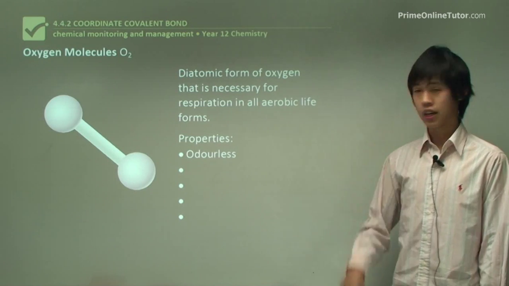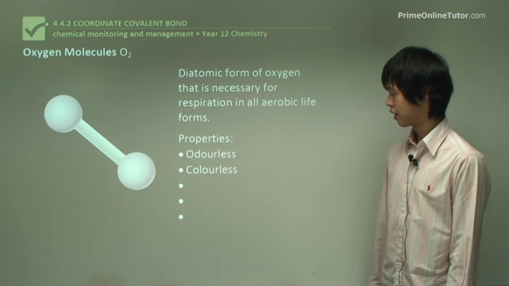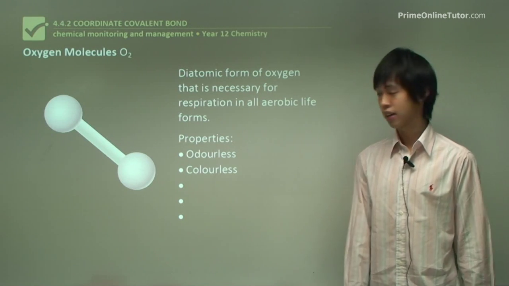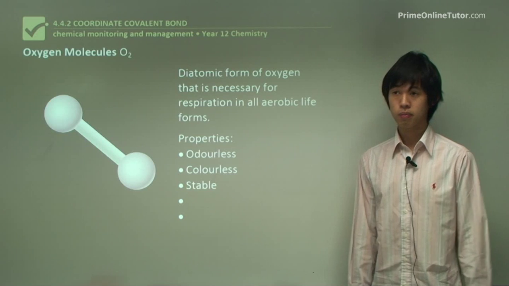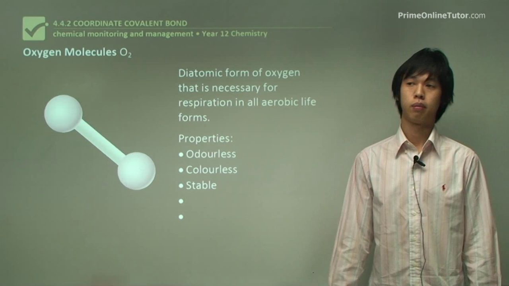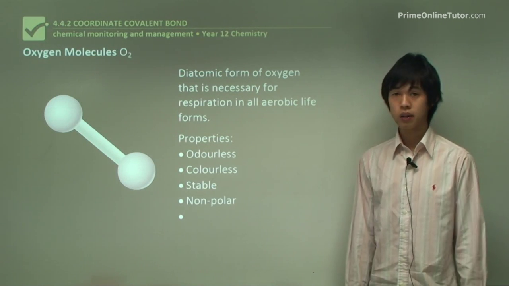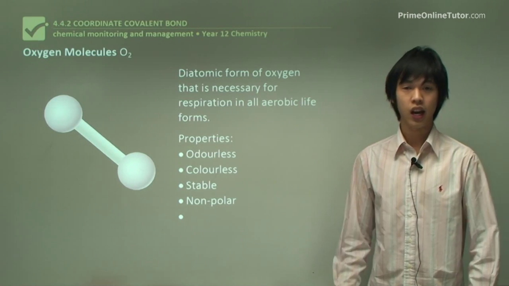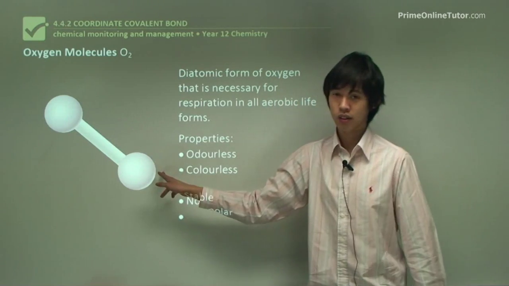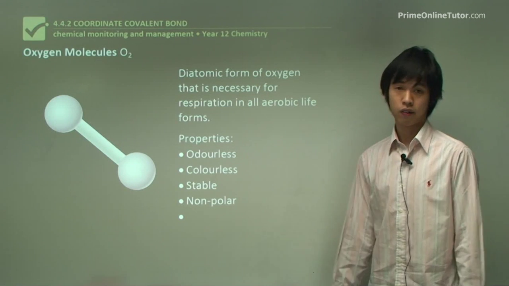Some properties of diatomic oxygen: it's odorless, so if you breathe in oxygen, you're not likely to smell it. It's colorless. You don't see any color when we walk around and breathe the oxygen in the air. It's stable. As you can see, it exists fairly continuously throughout our existence. As we walk around, it doesn't break down. And it's non-polar. Remember that polarity is based on how electronegative each component is. Because you have 2 oxygen atoms, they're equally electronegative, which means you have a non-polar substance.